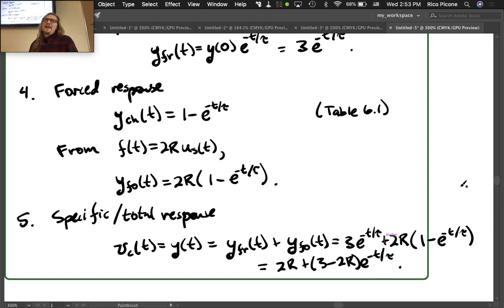Notice that we didn't have to do a whole lot of work to come to that solution because we used the table and superposition. So that's what we're going to do also for second order systems on Friday. Okay, see you guys then.